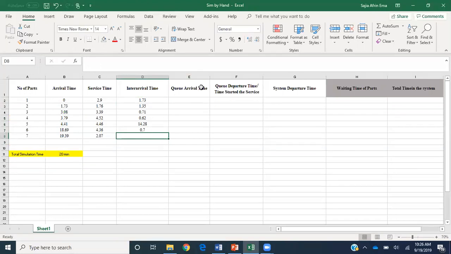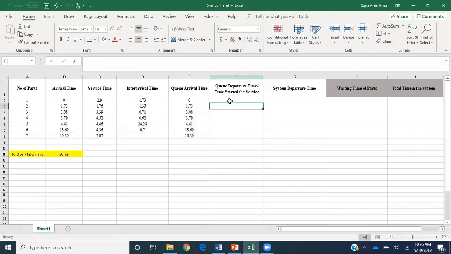Next, we are gonna find the queue arrival time. In this system, we don't have any routing or any transfer time. So the time when they arrive at the system, automatically that's the time they will be joining the queue. So we will just reference this column over here. I'll just drag.